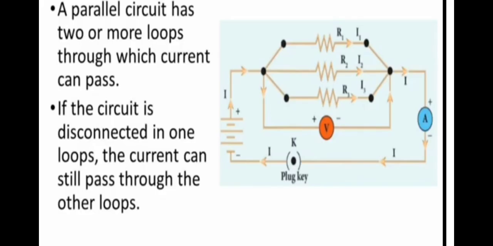Next, we move on to resistance in parallel. A parallel circuit has two or more loops through which current can pass. If the circuit is disconnected in one loop, the current can still pass through the other loops. In this circuit, we can see it is not like resistors in series. We have three loops in the same circuit.